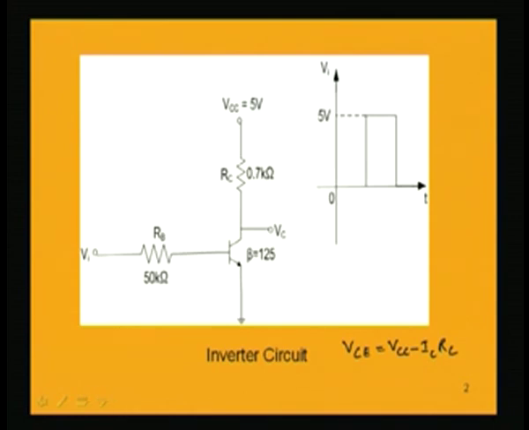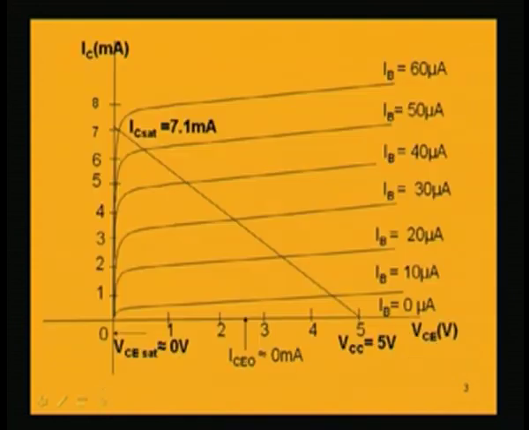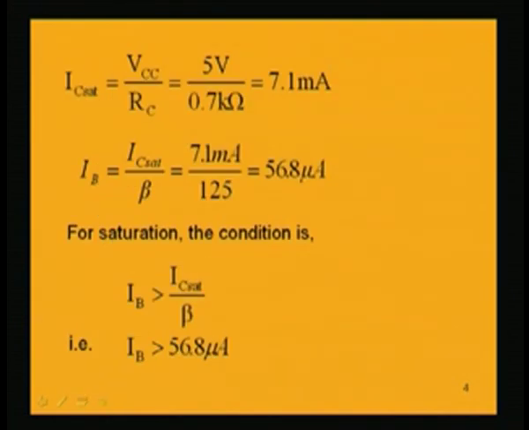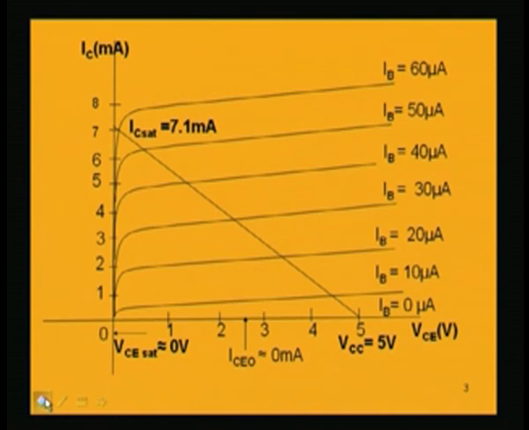So, in this particular example, the value of IC max will be equal to VCC by RC. VCC is equal to 5 volt, RC is equal to 0.7 k. So, that will give 7.1 milliampere, that is the value of the saturation current IC sat.